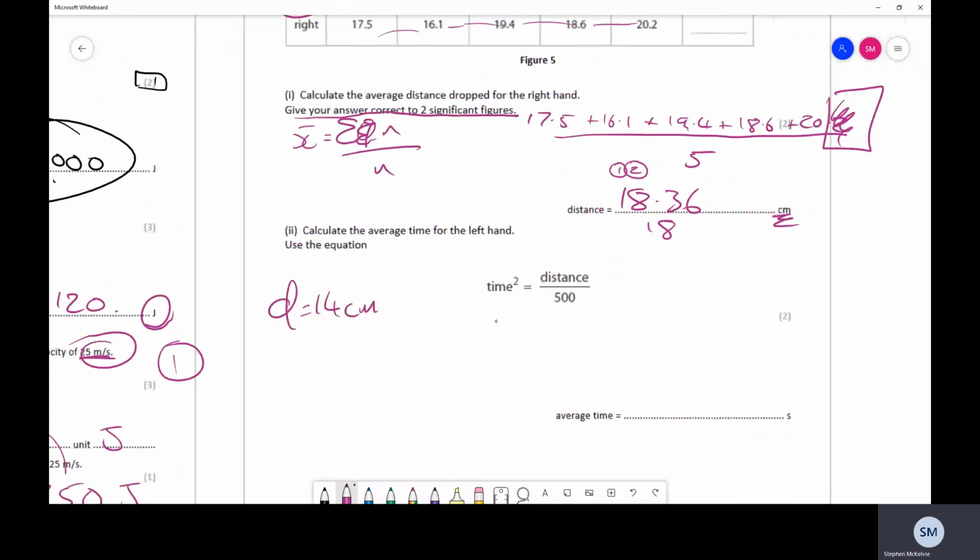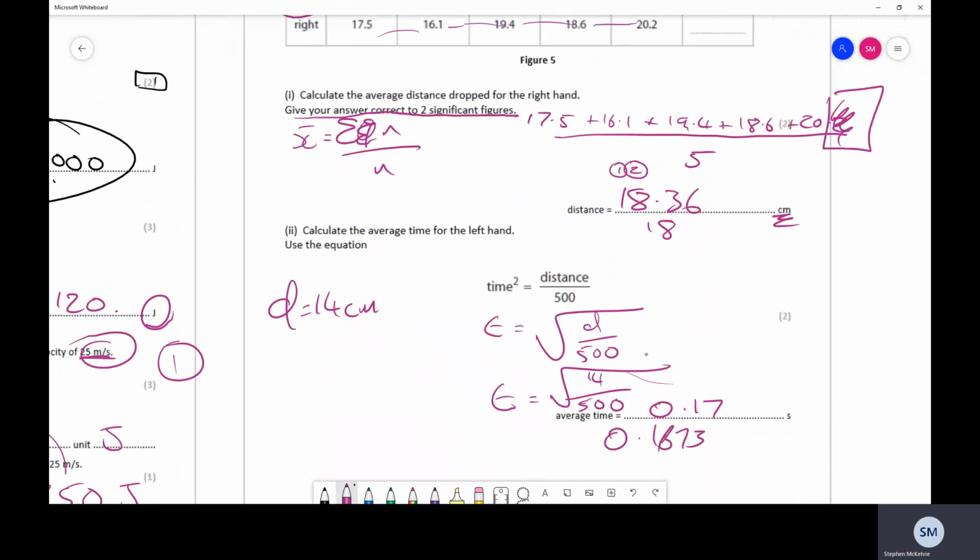I'm going to rearrange that to find that time is equal to the square root of distance over 500. I'm going to pop in my number, that is 14 divided by 500, and pop that into my calculator, giving me an answer of 0.17 seconds. You can, if you want to, write down 0.1673 seconds, but usually when they give you something in 1 or 2 decimal places, it's good to give it back in 1 or 2 decimal places as well.